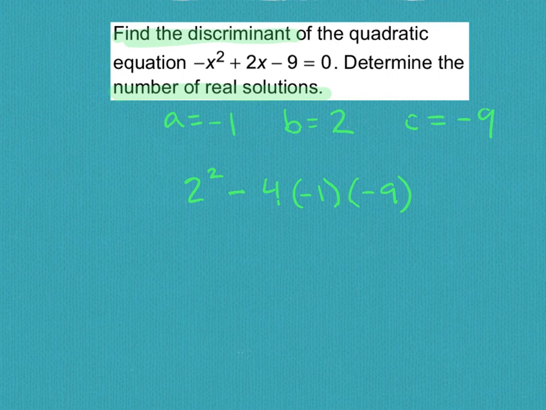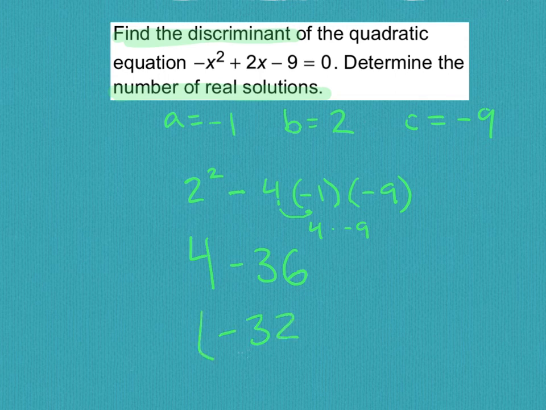What is 2 squared? 4. And then we have a negative 4 times negative 1. What does that give us? Positive 4. And then positive 4 times negative 9. Negative 36. So negative 36. What is 4 minus 36? Negative 32. So negative 32 is our discriminant. If it's negative, how many solutions do we have? No real solutions.